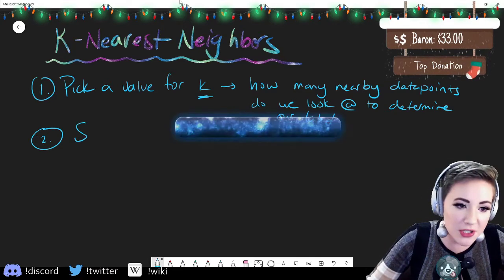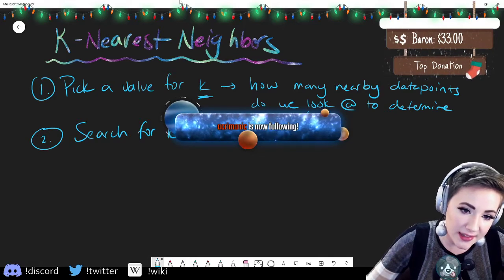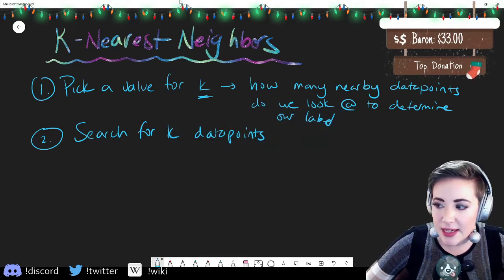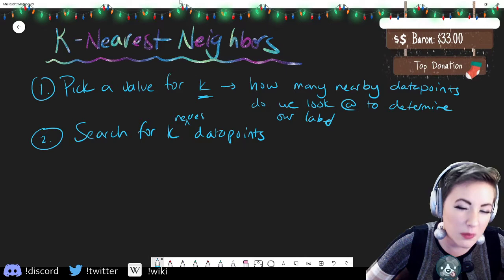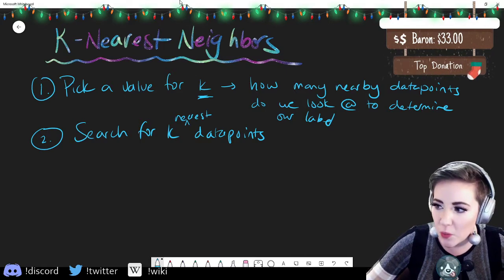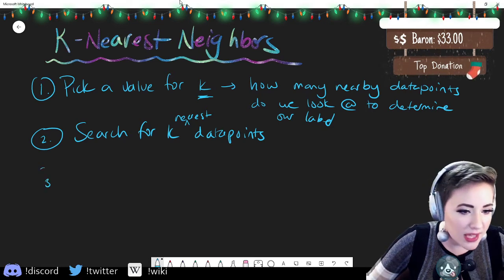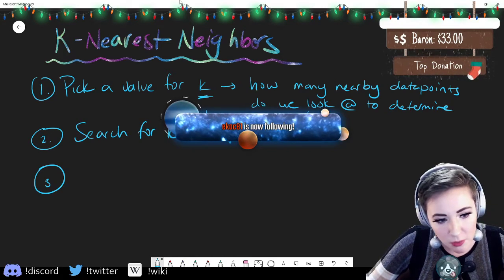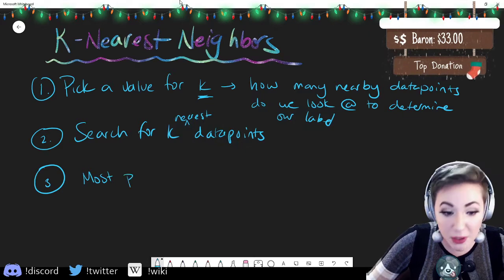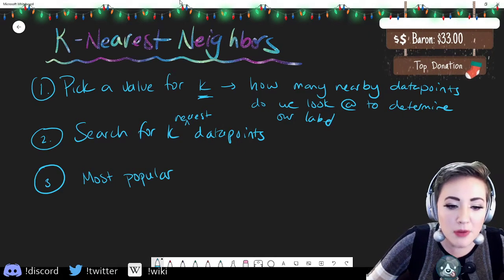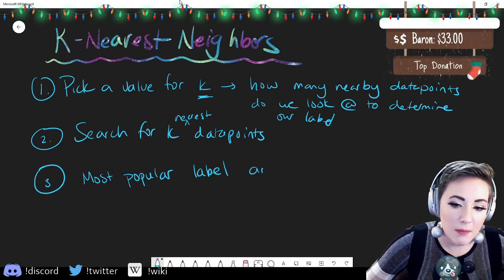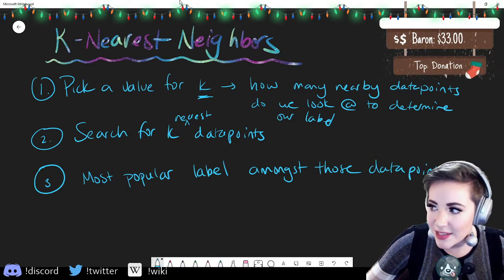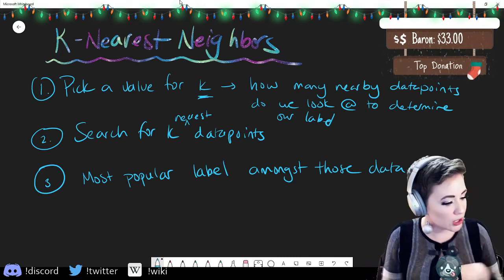Okay, so then we're gonna search for K data points, right? And we're gonna see the K nearest, and we'll talk about what that means, so don't worry too much about it, we'll math it out, right? Once we have those K nearest data points, we look at the average, the median, sometimes even the mode. So we'll just say the most popular, based on whatever statistical measure we use, most popular label amongst those data points. And that is what our model returns.